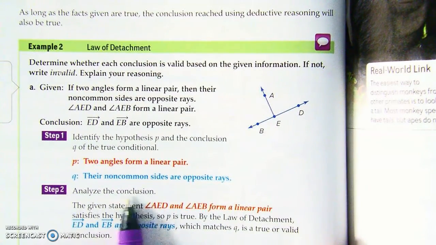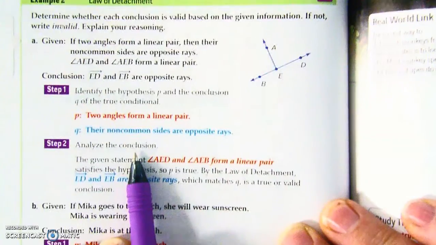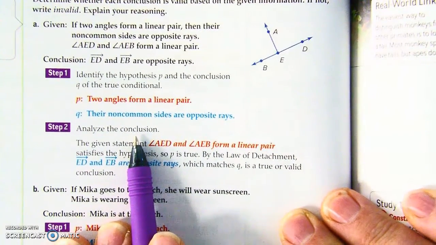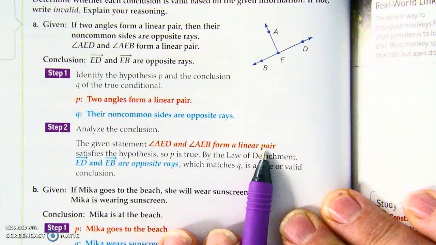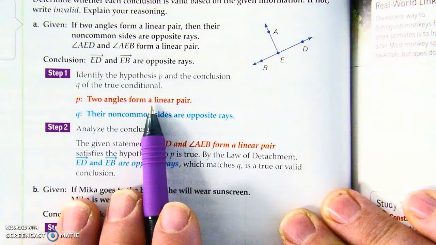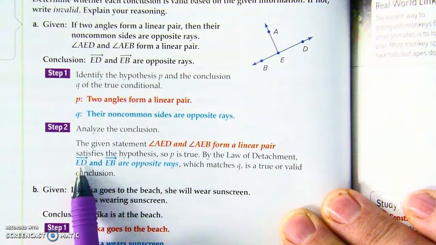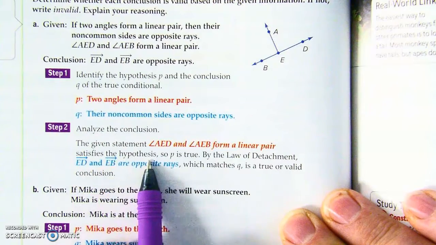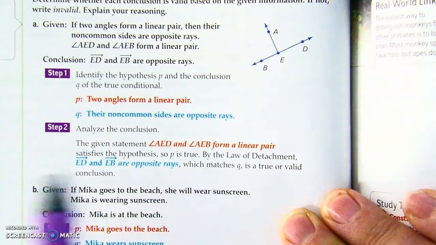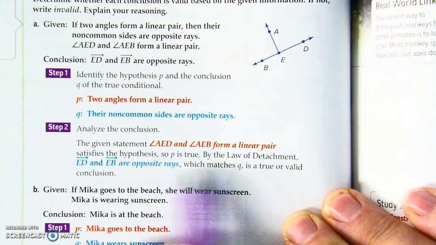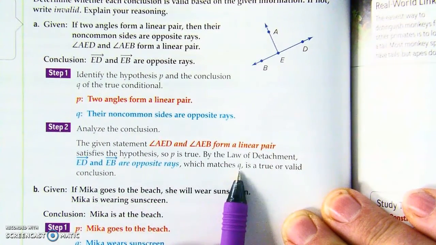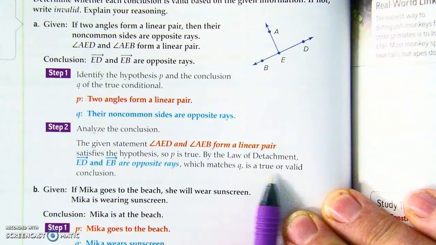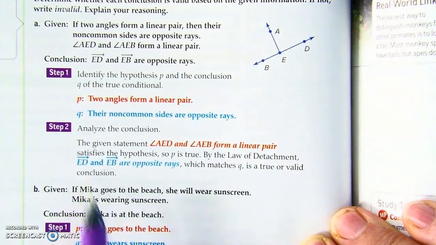It says right here, analyze the conclusion. So let's move that down here. It says the given statement, angle AED and EB form a linear pair, which are the two angles we're talking about in our scenario, satisfies the hypothesis, which is true. So P is true. By the law of detachment, ED and EB are opposite rays, which matches Q. It is also true, so this is a valid conclusion.